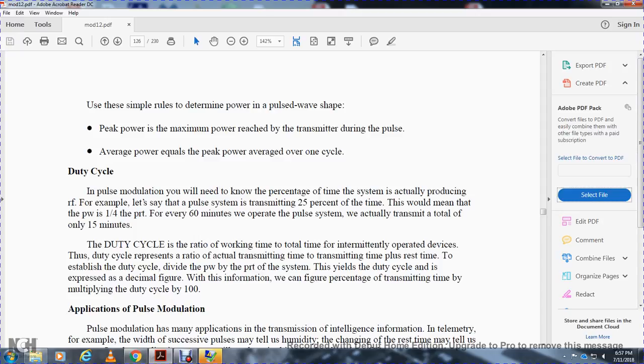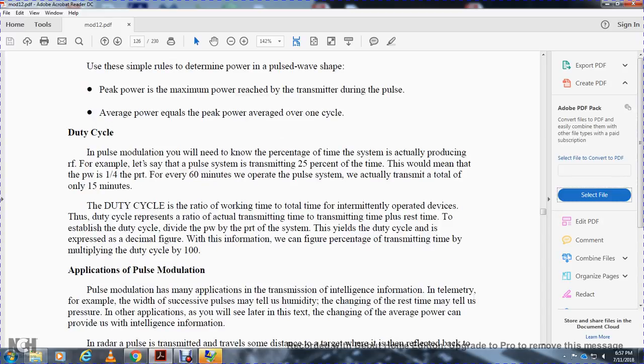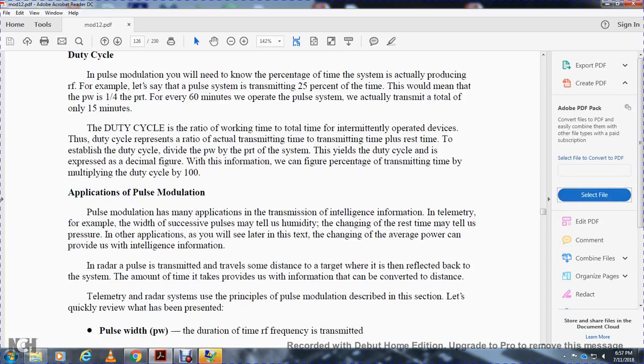The duty cycle is the ratio of working time to the total time of an intermittently operating device. The duty cycle represents the actual transmitting time plus the rest time. To find the duty cycle, divide the pulse width by the pulse repetition time. The duty cycle is expressed as a decimal figure. We can figure the percent of transmitting time by multiplying the duty cycle by 100.